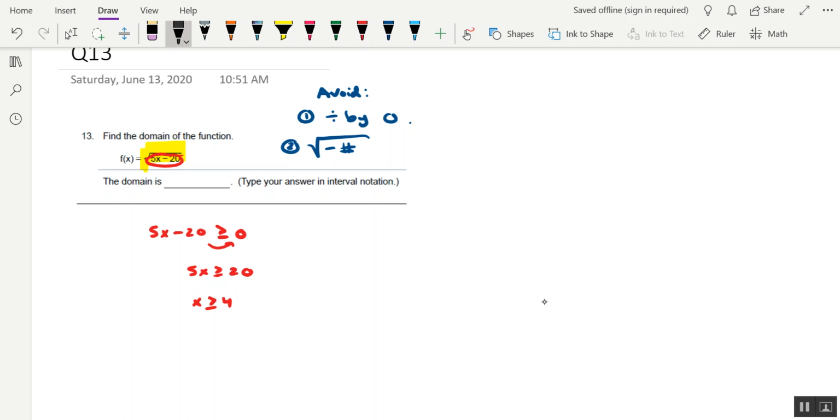So it does want our answer in interval notation, so I'm going to draft a number line. I'll put a tick mark at 4 since that's what we're comparing x to. And greater than or equal to 4 means that we'll shade to the right of 4 all the way down to positive infinity. And because of the bar underneath the inequality symbol, we can include the 4, and we'll indicate that with a bracket. So in interval notation, the domain for this function is bracket 4, comma, infinity.